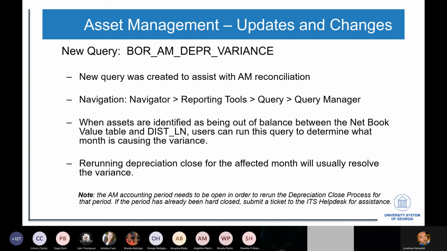But in this release, we do have a new query, BOR AM DEPR variance. If you have a variance between your net book value and your DIS line, this query will actually tell you what month that variance is in. Once you find out what month that variance is in, most of the time rerunning DEPR close for that asset for that period will resolve the variance.